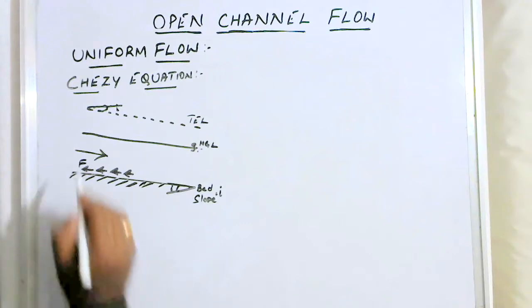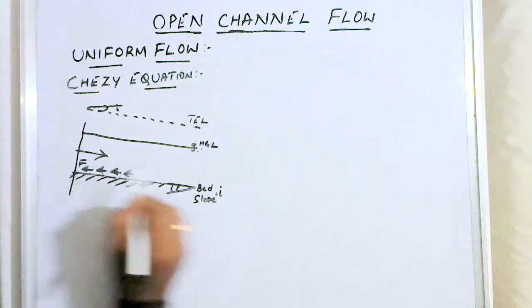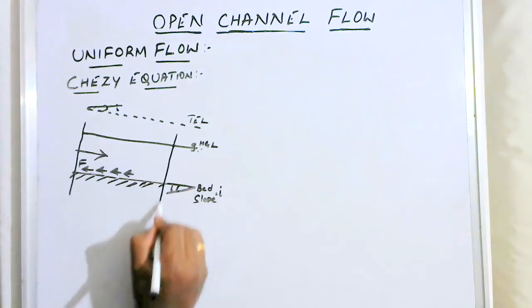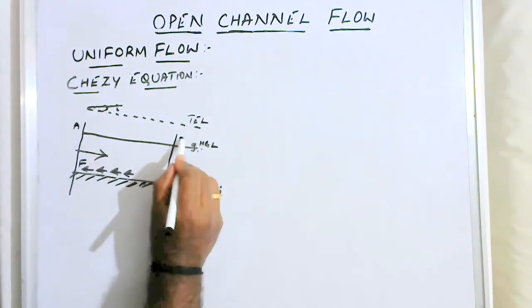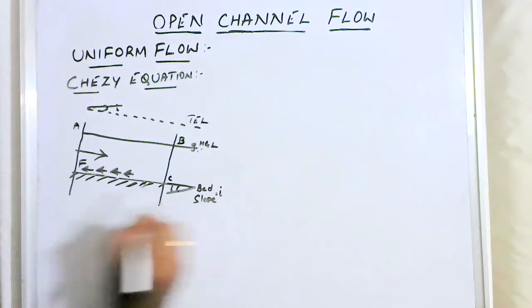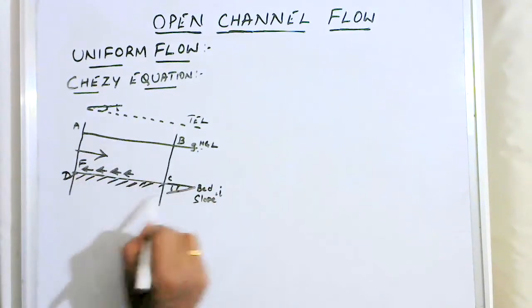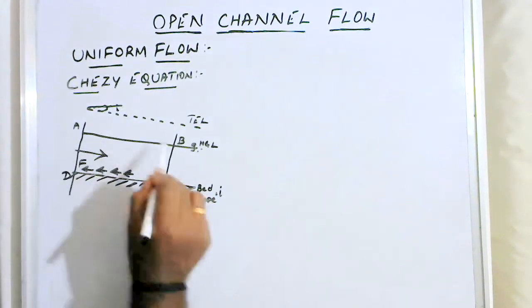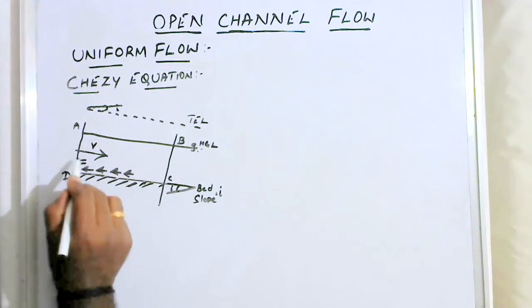Now what I'll do is consider two sections, one section here and another section somewhere here. I'll mark these as A, B, C, D. I'll take this portion only, A, B, C, D, where V is the velocity of flow and F is the resistance.